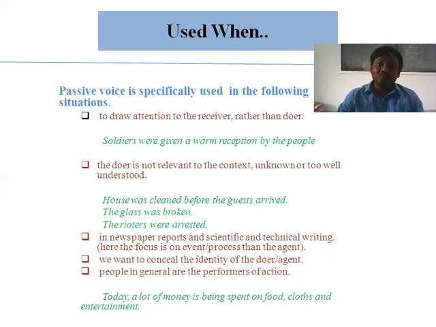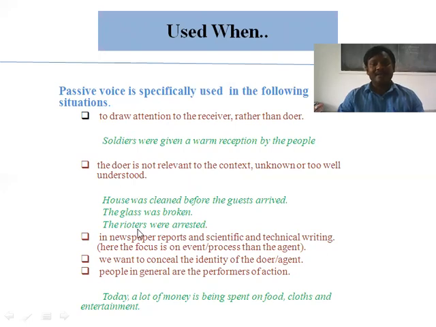The glass was broken. The act of the glass being broken has taken place, but it is not known who has done it. The doer of the action is unknown. When the doer of the action is not known to the speaker, he generally uses passive voice.